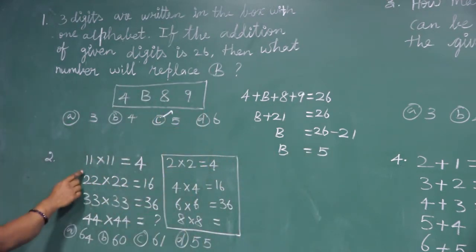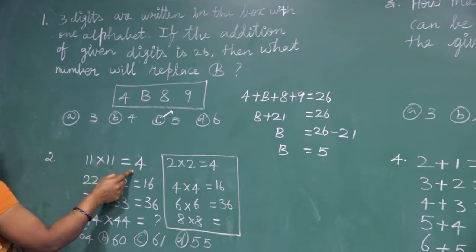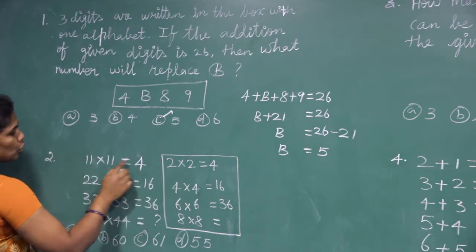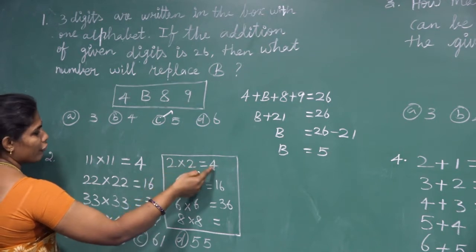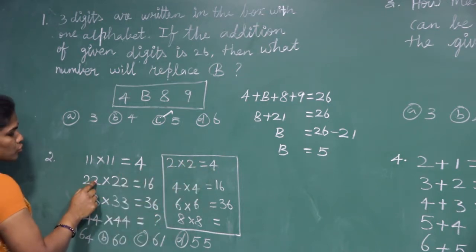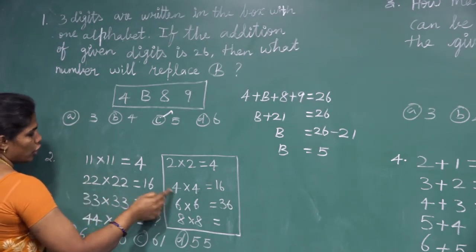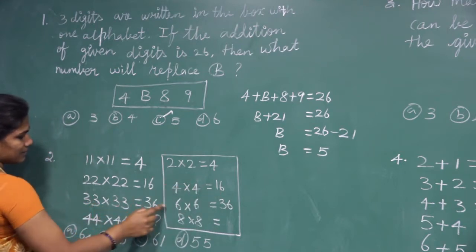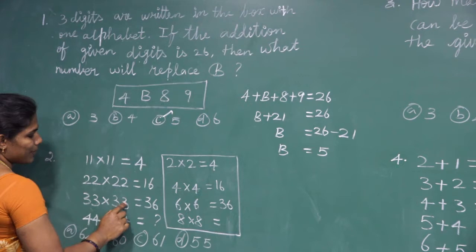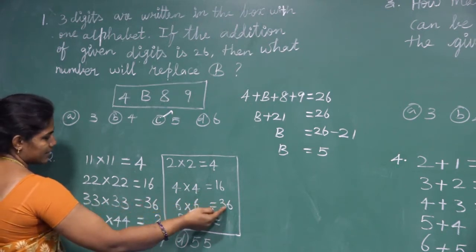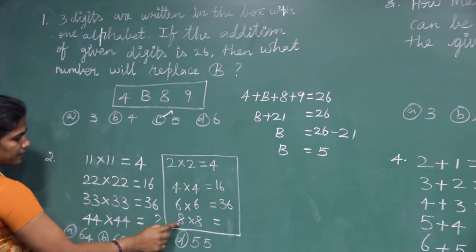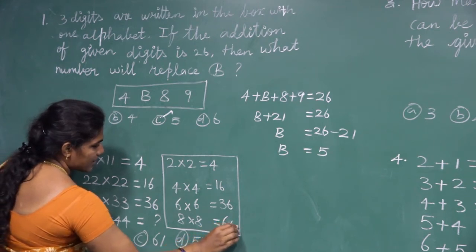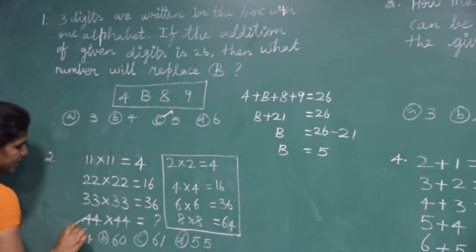See the second question. 11 11s are 121. Here given 4. So listen to this pattern. 1 plus 1 is 2. 2 2s are 4. Like this, 2 plus 2 is 4. 4 4s are 16. 3 plus 3 is 6. 6 6s are 36. 4 plus 4 is 8. 8 8s are 64. So the answer is 64. Which option is correct? A option is correct.